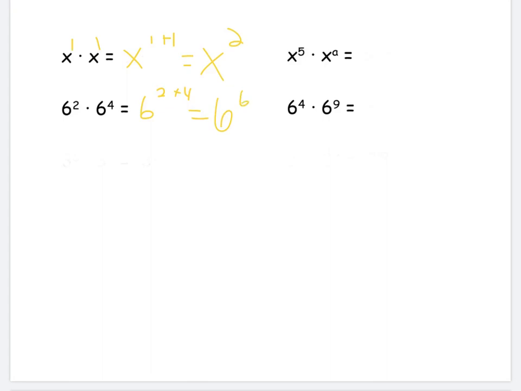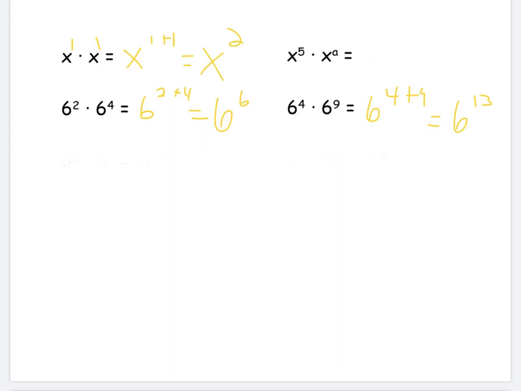If I have 6 to the 4th power times 6 to the 9th power, I keep my base, which is 6, and then I add 4 and 9, which gives me 6 to the 13th power.